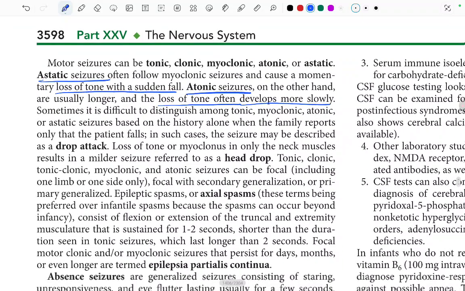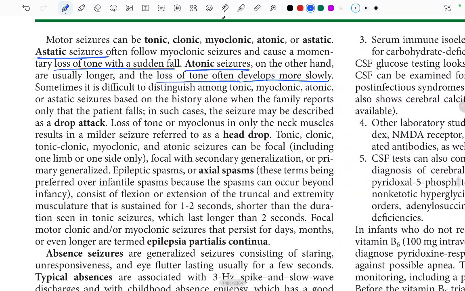Sometimes it is difficult to distinguish among tonic, myoclonic, atonic or astatic seizures based on the history alone, when the family reports only that the patient falls. In such cases, the seizures may be described as a drop attack. When we are not able to confirm which type of seizure it is and the patient only gives a history of fall, then we can term it a drop attack. Loss of tone or myoclonus in only the neck muscles results in a milder seizure referred to as a head drop.